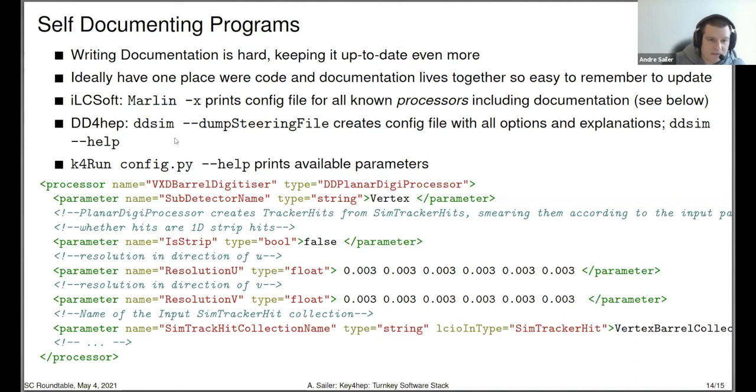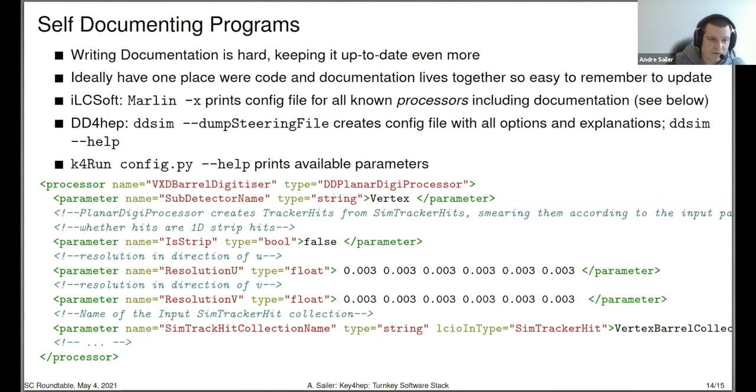For DDSim, this is kind of the same approach. Here it's called dump steering file. It creates a .config file with all the options and explanation. And you can also see this if you just run DDSim --help. If you use this Python tool with argcomplete, you can also get command line completion for all the options just by hitting tab, for example.